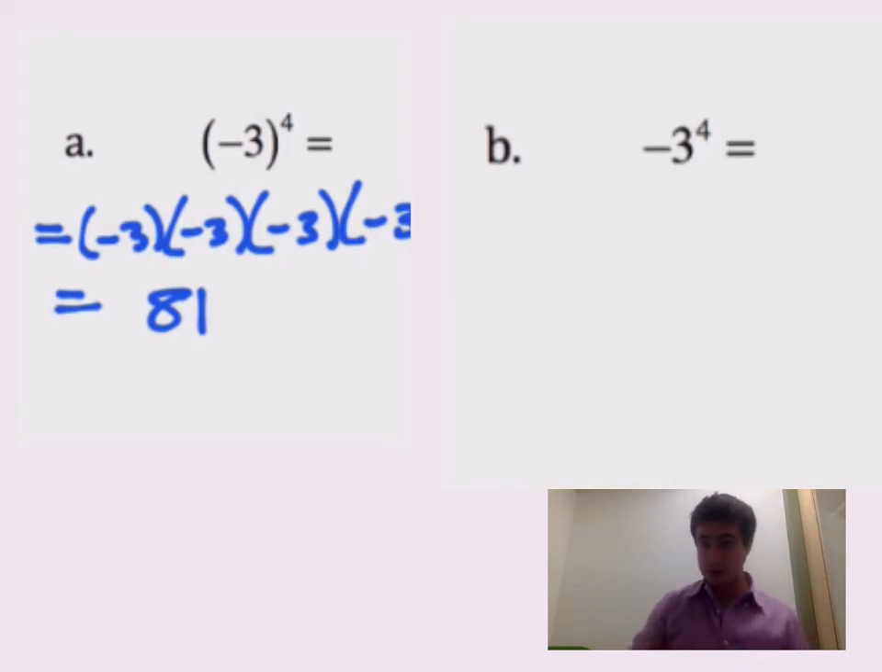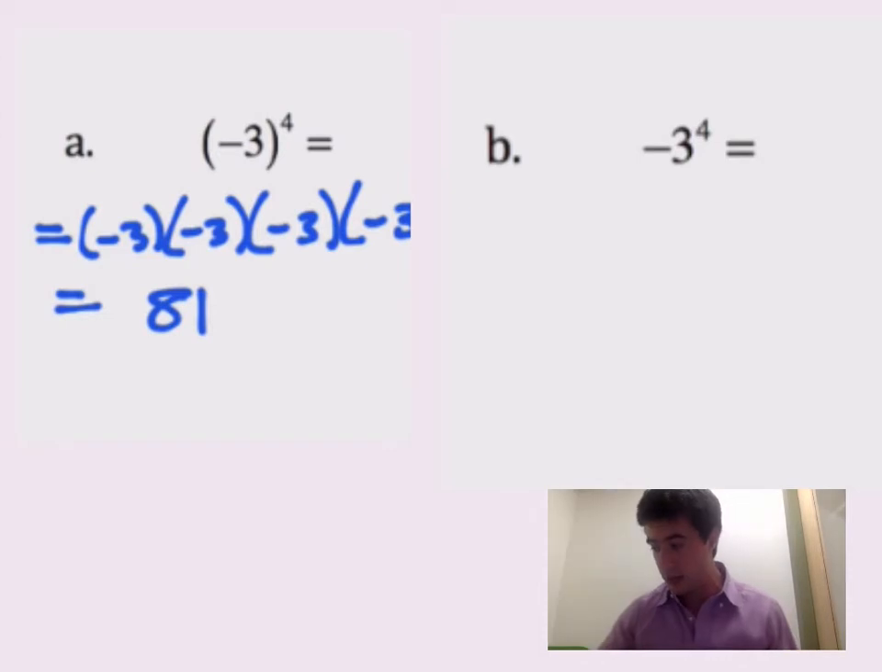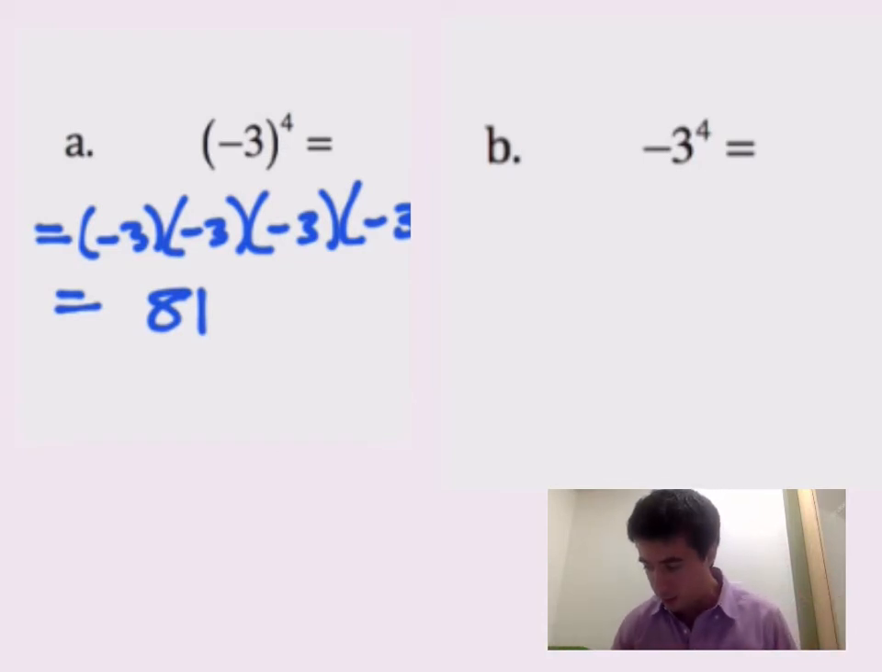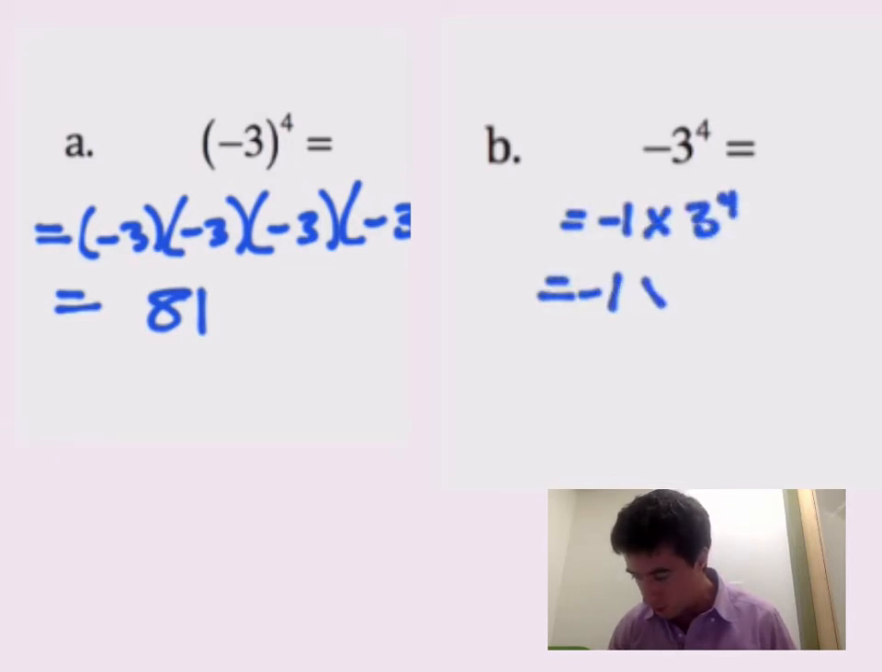Note the slight difference in our second example, part B, where the -3 is not in parentheses. We have, and as I say it, I say -3 to the 4th. And that little pause tells the reader, oh, I'm not raising -3 to the 4th power. I'm multiplying 3 to the 4th power by -1. And in this case, we're going to get -1 times, well, 3 to the 4th power is 81. And we end up with -81.